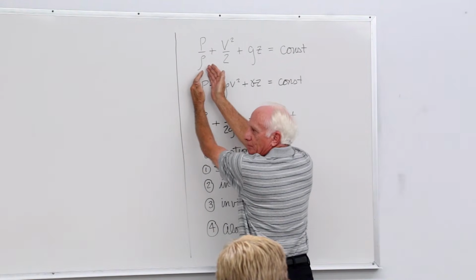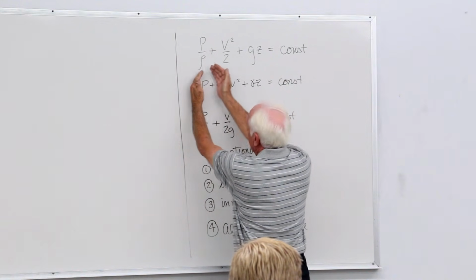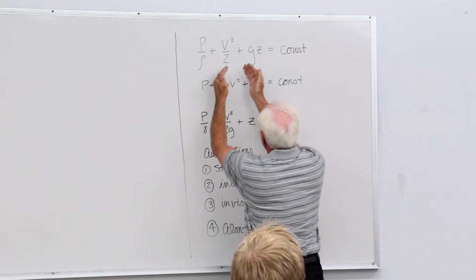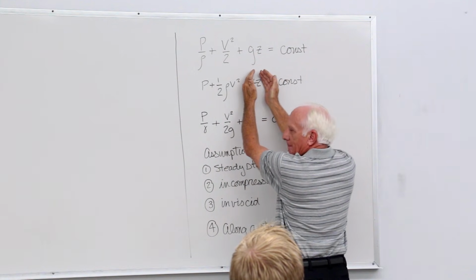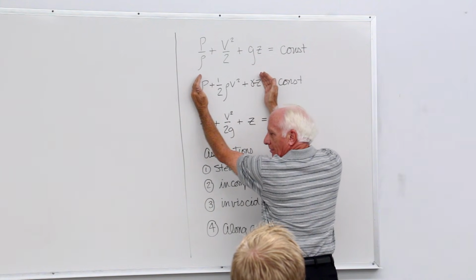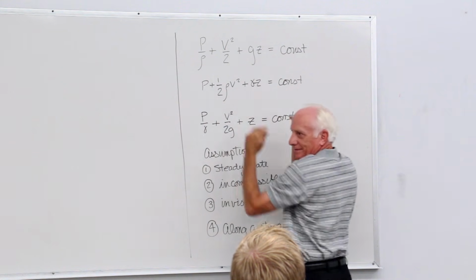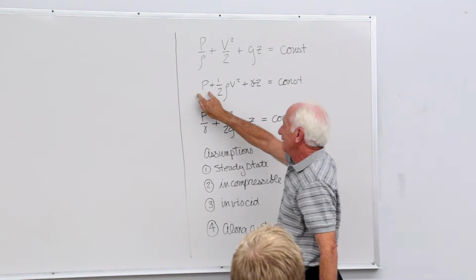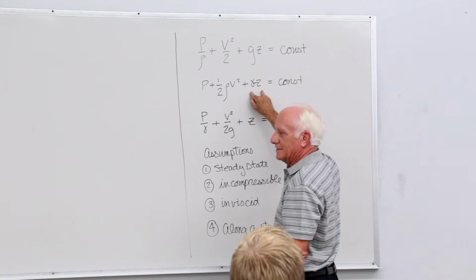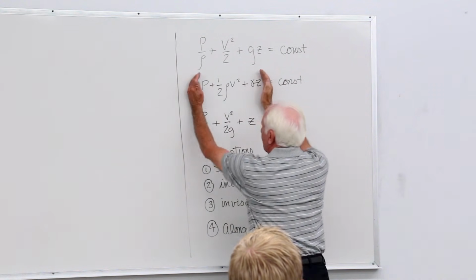This is called the static pressure, P. This is called the dynamic pressure. This is called the hydrostatic pressure. And everything together is called the total pressure. Static pressure, dynamic pressure, hydrostatic pressure, total pressure.